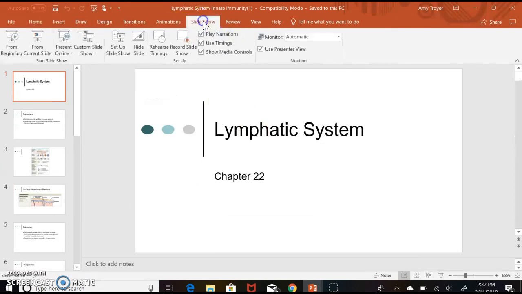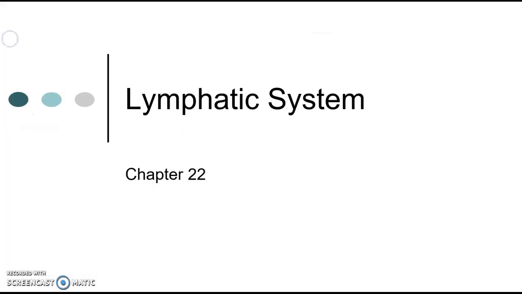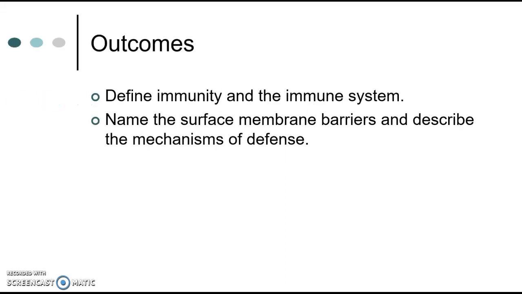All right. So we're going to look at this innate immune system and start with the beginnings of this one as we look at it. So when we talk about the innate immune system, we want to look at what immunity and the immune system mean as far as definitions go. And we also want to look at surface membrane barriers and describe the mechanisms of defense.